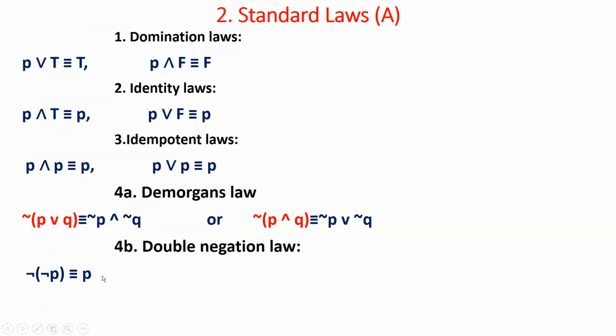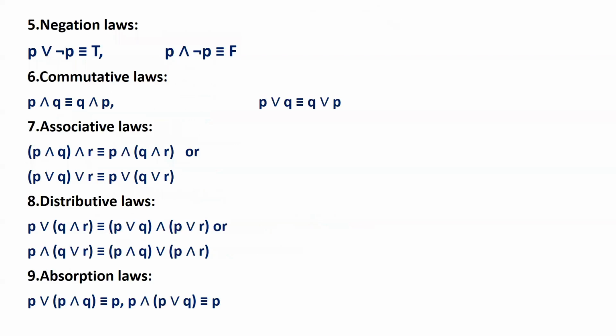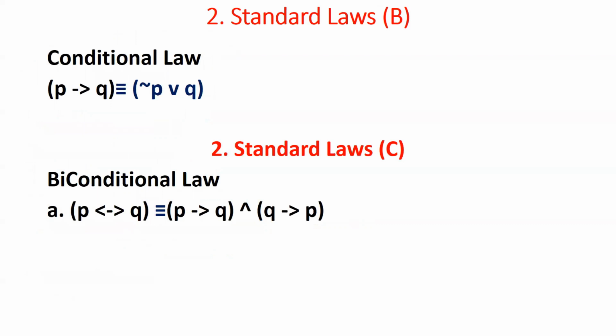Just now we have seen the domination law, identity law, idempotent law, De Morgan's law, negation law, double negation law, commutative law, associative law, distributive law, and last one, absorption law. So in the first section, we have seen the laws related to conjunction, disjunction, and negation. Now in the second section, I am just splitting it as B, the conditional laws, laws related to the conditional connective.